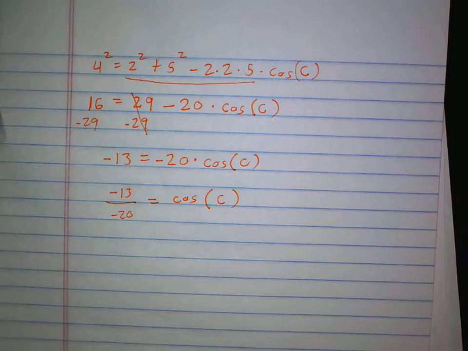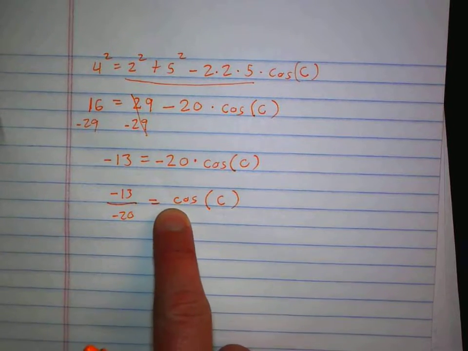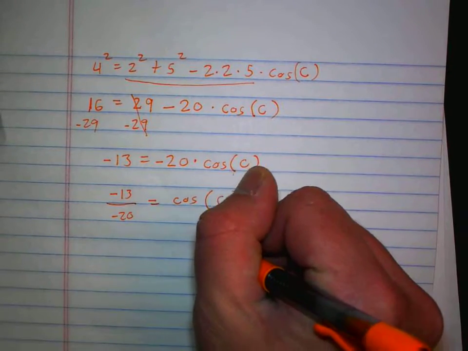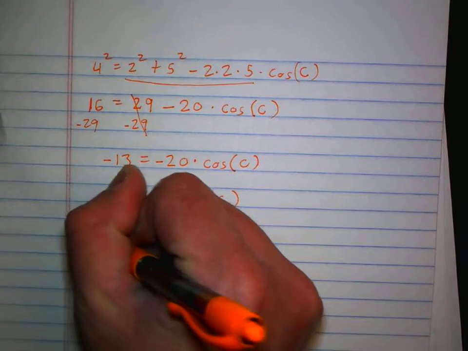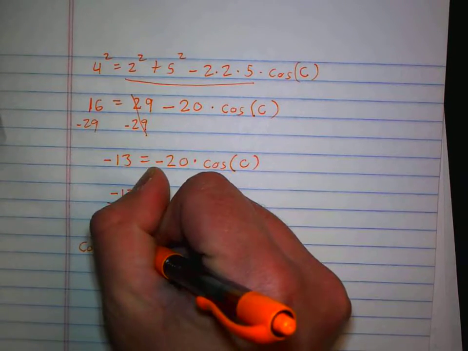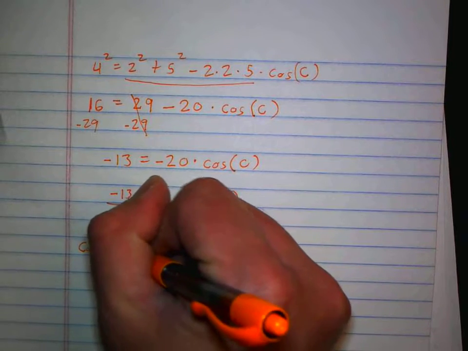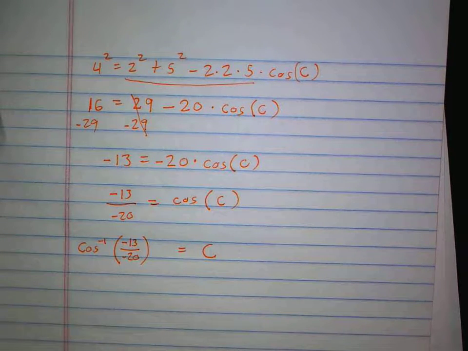Correct? And then we're trying to find an angle. So at the very end, this is when you do the inverse to get the C by itself. So big C would be the inverse of negative 13 divided by negative 20. And you may have gone ahead and gotten rid of the negative signs because negative divided by negative is positive. I just left it there.